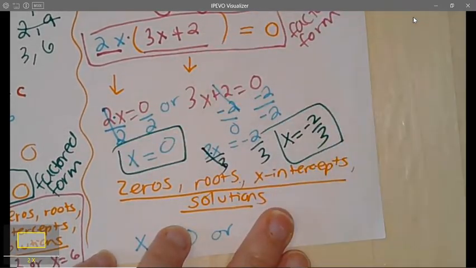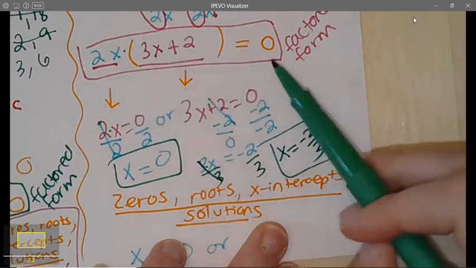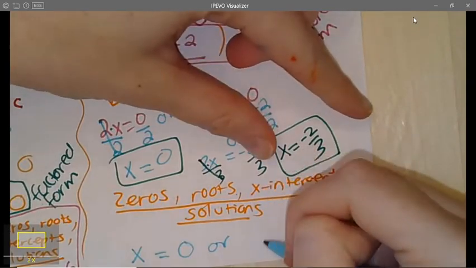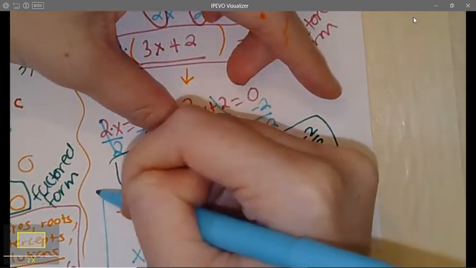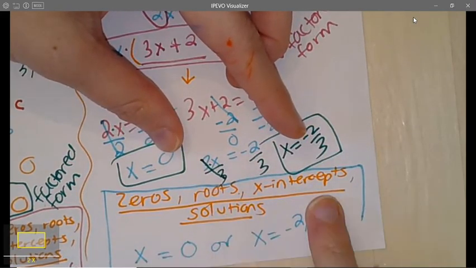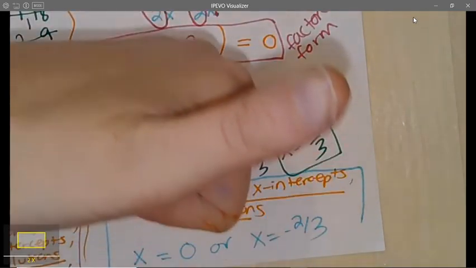Okay, so these are my 2 possibilities that, if you were to substitute your x back in, would make this thing equal 0. So x can be 0 or x can equal negative 2/3. And we have solved for x, which means we have found the zeros, roots, x-intercepts, or solutions to our polynomial. Excellent job.